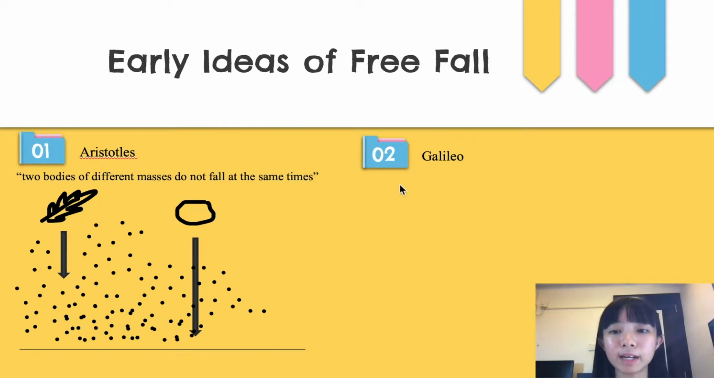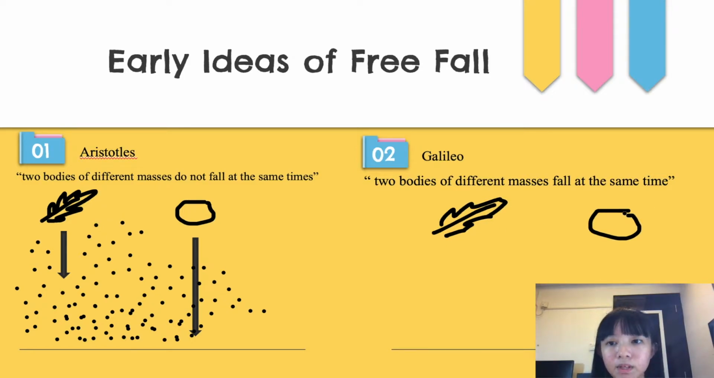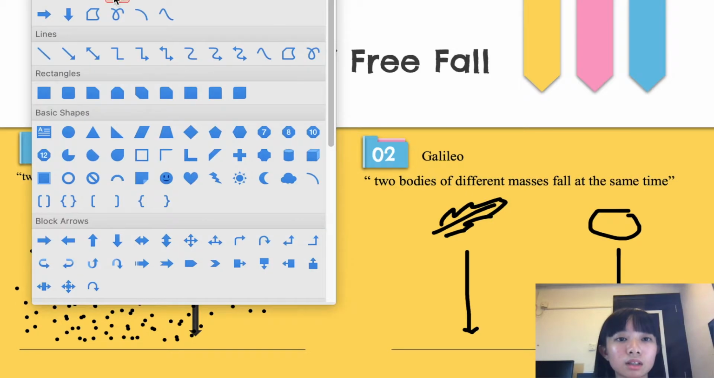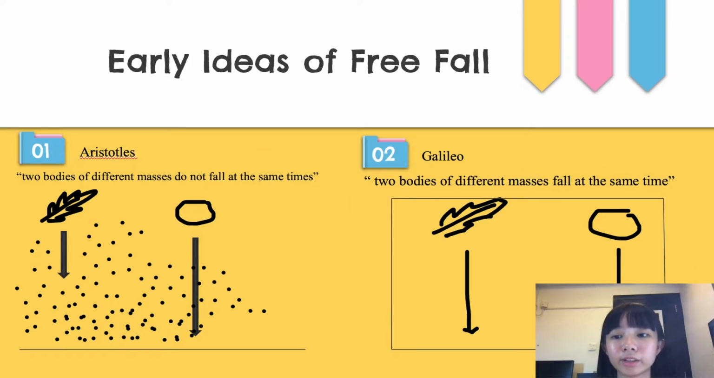While the second, we have Galileo, who states that two bodies of different masses fall at the same time. This time, I'll draw another diagram. Here is the feather, and here is the rock. But these two objects will touch the ground at the same time. But in here, I will also add a container. So this will be the second diagram.